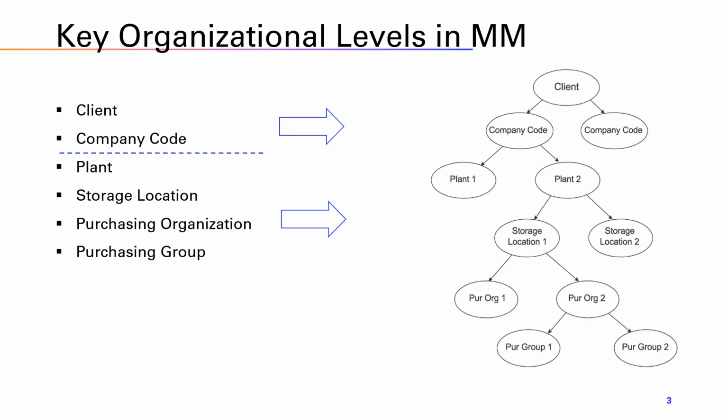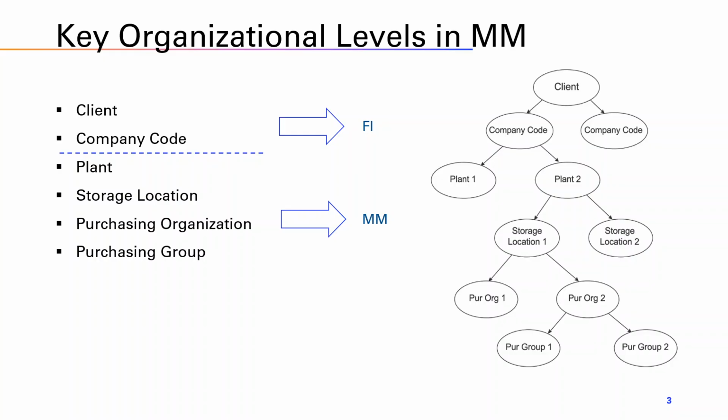Now, let's look at the key organizational levels used in SAP MM. These include the client, company code, plant, store location, purchasing organization, and purchasing group. Some of these come from FI and some are mainly used in MM, but all of them work together.